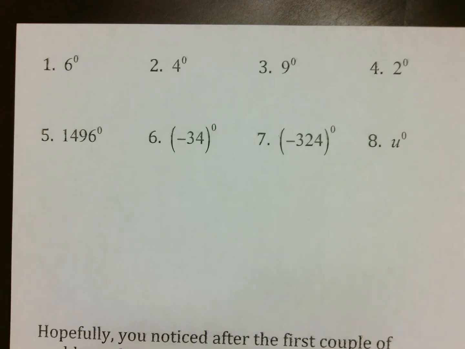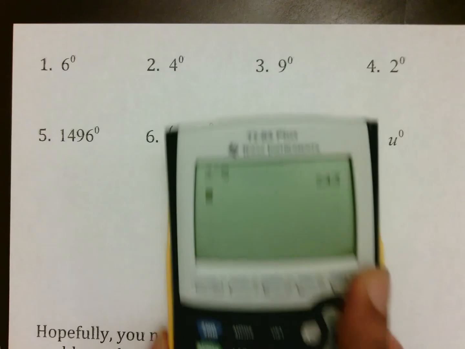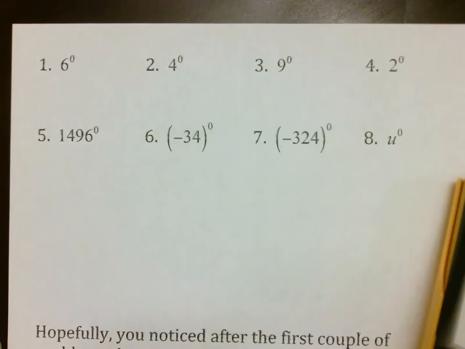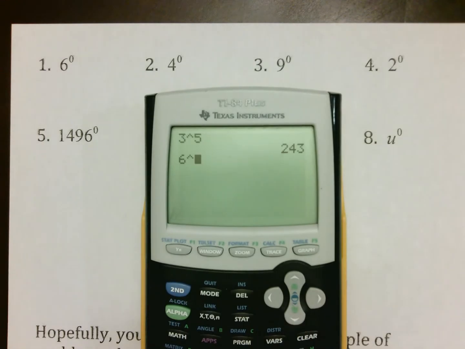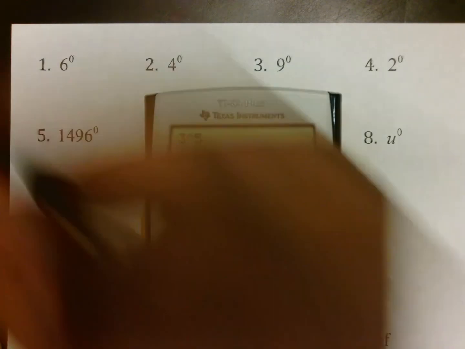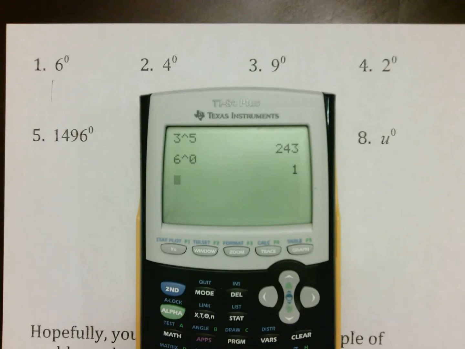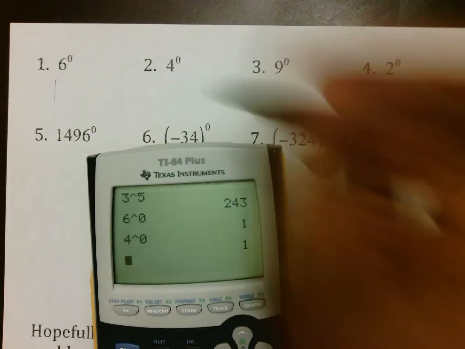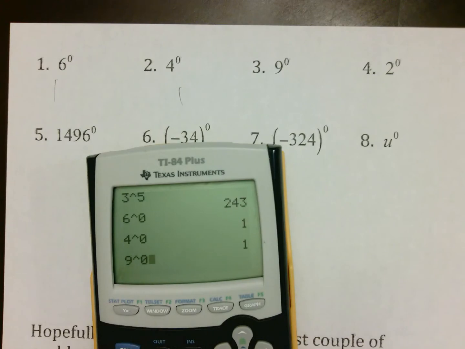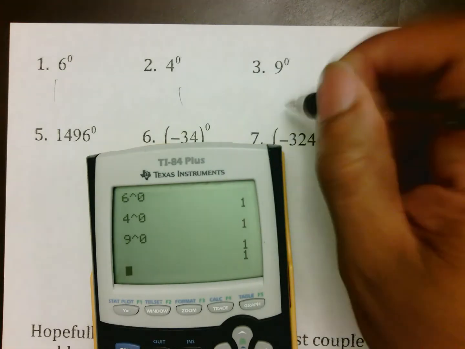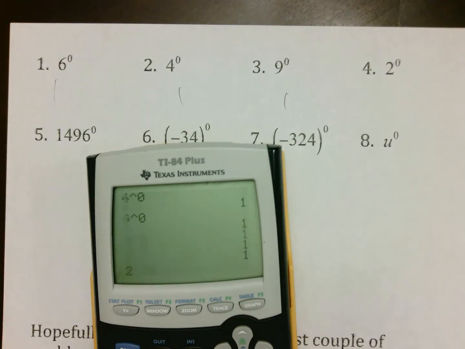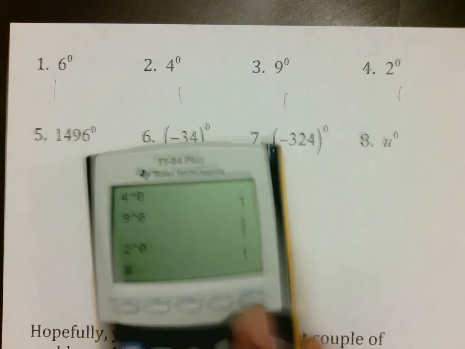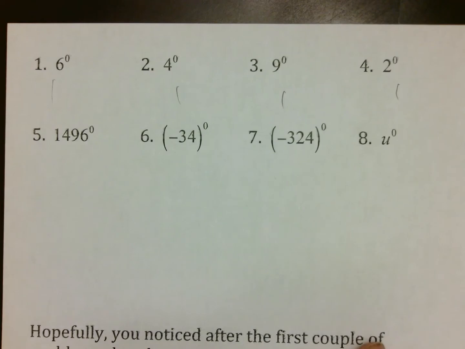Stop. I know it wasn't 30 seconds. But here's what you need to understand. If I type 6 caret 0, the answer is 1. Sorry about that. If I type in 4 caret 0, the answer is 1. 9 caret 0, the answer is 1. 2 caret 0, the answer is 1. Hopefully you're getting the pattern on why I said stop so soon.